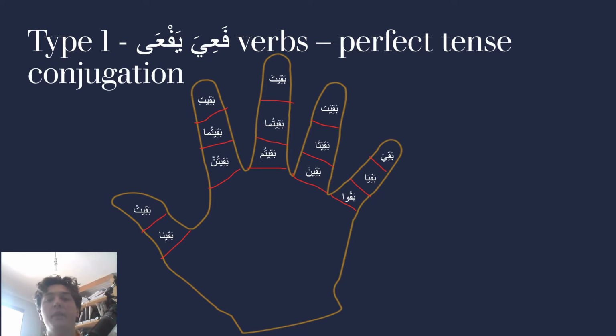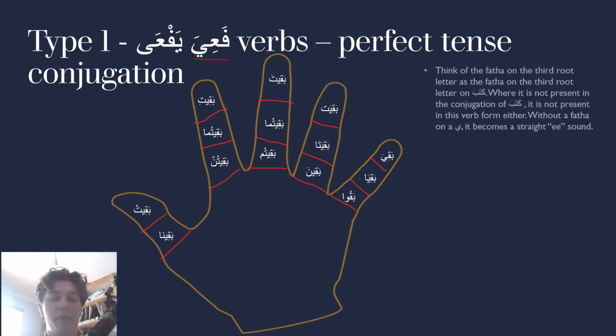So now let's turn to the perfect tense conjugation of a fa'iya yaf'a verb. So we'll focus on the fa'iya side. And as you can see, on the inside left hand, I've presented it on this graph. And I'll just talk you through the way we approach this and how we conjugate it. So if you think of the fatha on the third root letter of kataba, where it is not present in the conjugation of kataba, it is not present in this verb form either. Without a fatha on a ya, it becomes a straight e sound.